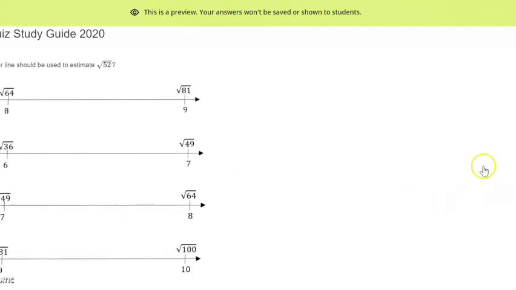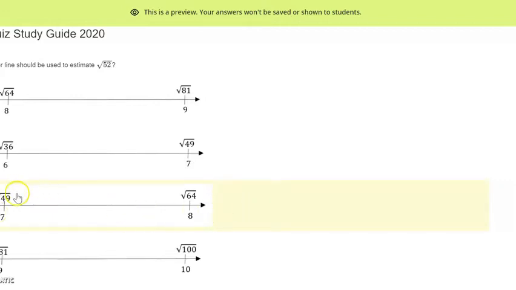So our first question said which number line should be used to estimate the square root of 52. Essentially when we draw a number line out to estimate a square root, we're looking for the two perfect squares that the square root would be in between. 52 is a little bit bigger than 49, but it's smaller than 64. So that would be the third number line on here.